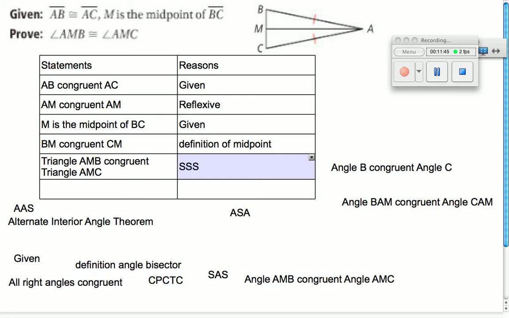Okay. So we've said that the triangles are congruent. Caitlin, you've already gone up. I'd like someone else to do the last step. Remember, you know where you start and you know where you end.